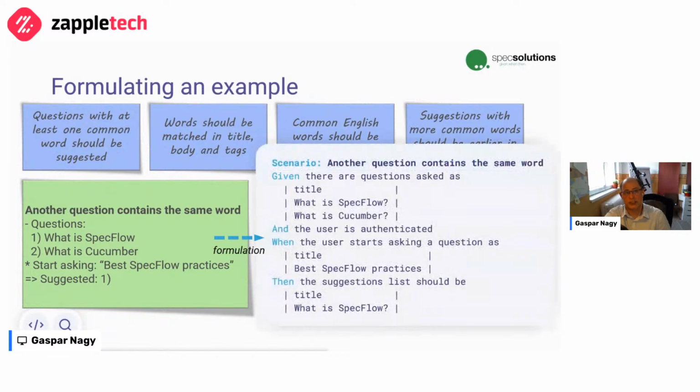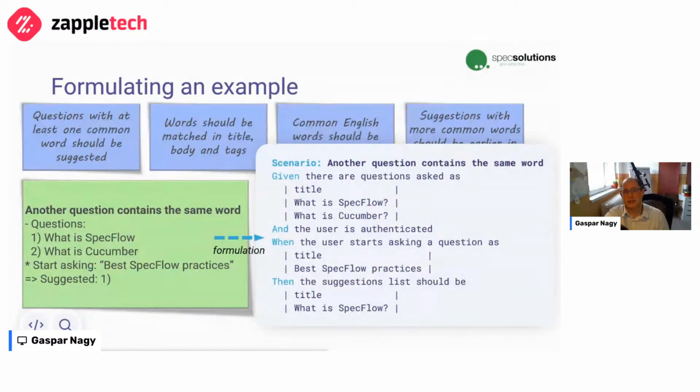And in the formulation session, this is what we take. This is the input for the formulation session, and this is what we turn into a more proper BDD scenario. As you can see, now I have done the scenario for this particular example. And if you're just scanning through the scenario, another question contains the same word.